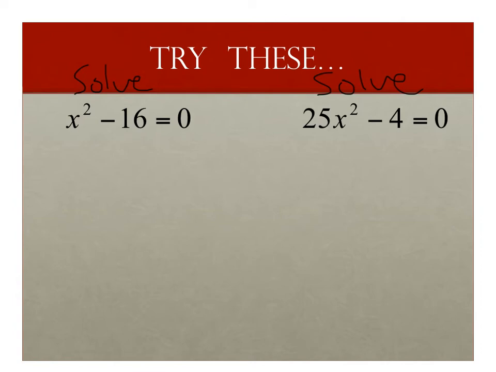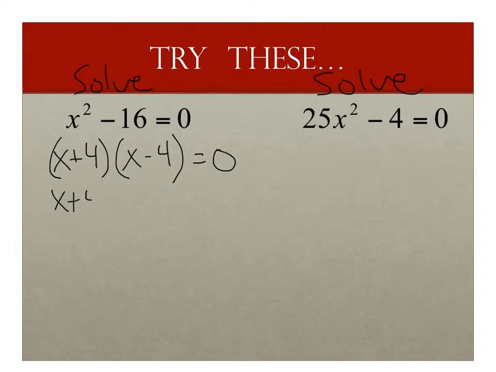I wrote in some directions there up top. We're going to solve. So this first one here, two sets of parentheses, don't forget. I'm going to have x and x because the square root of x squared gives me x. Square root of 16 is 4. So I'm going to have a positive and a negative. Well, when I solve both of these, I get x equals negative 4. And here I get x equals positive 4.